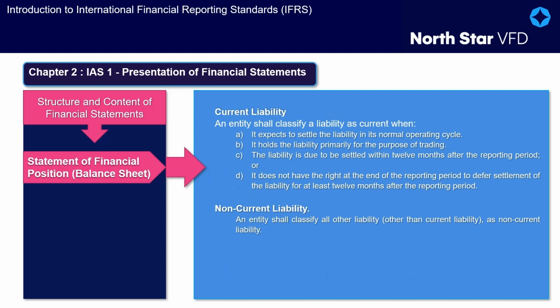According to IAS 1, an entity shall classify a liability as current when: 1. It expects to settle the liability in its normal operating cycle. 2. It holds the liability primarily for the purpose of trading. 3. The liability is due to be settled within 12 months after the reporting period, or 4.